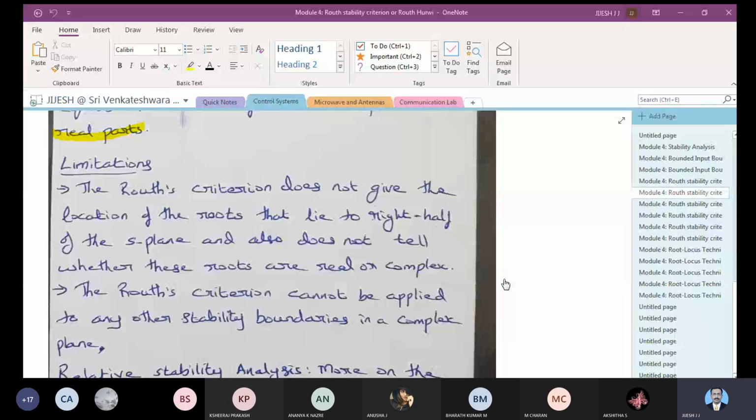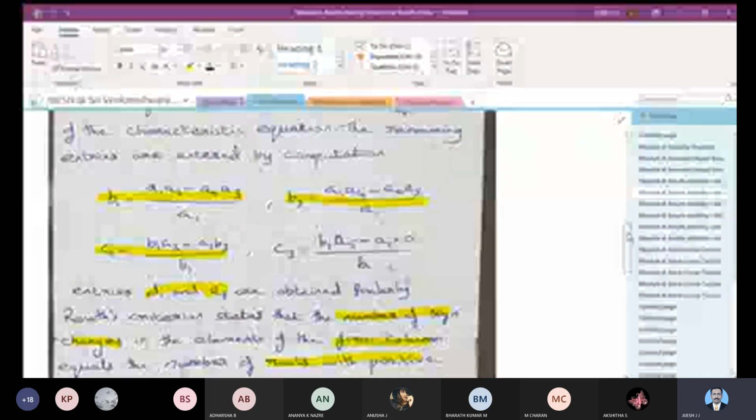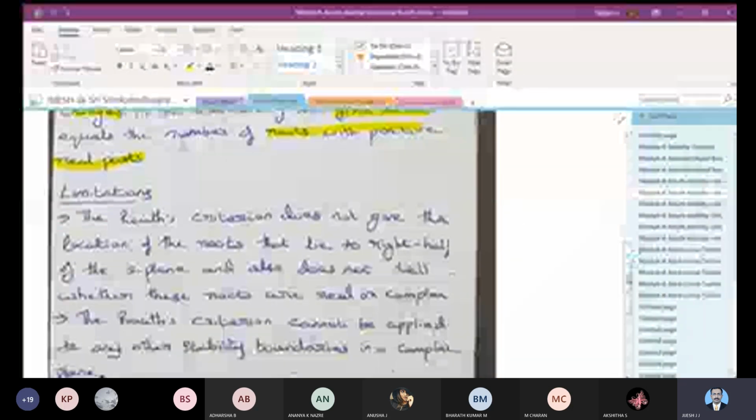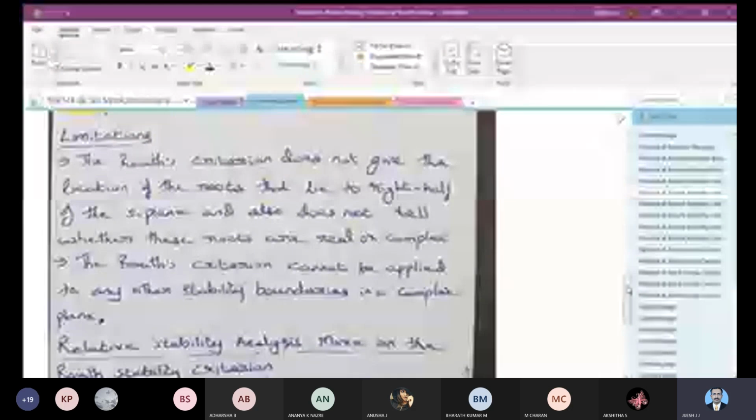So in the previous class, we have been discussing root stability, root locus and root stability criteria, to measure whether the system is stable, unstable or marginally stable. So we have understood how the terms B1, B3, C1, C3 and all these things are coming. All of you might have completed till there. So now we will see a few limitations of that.